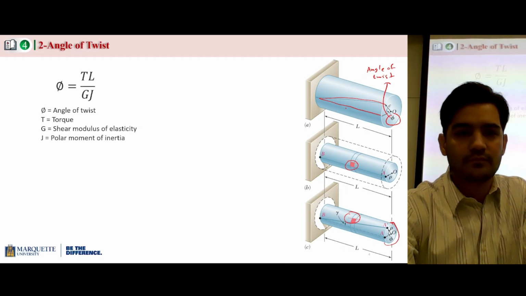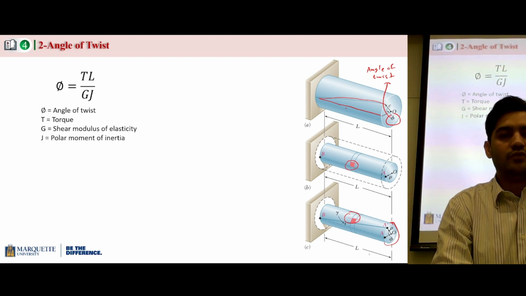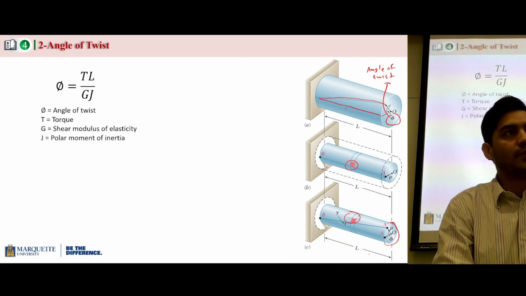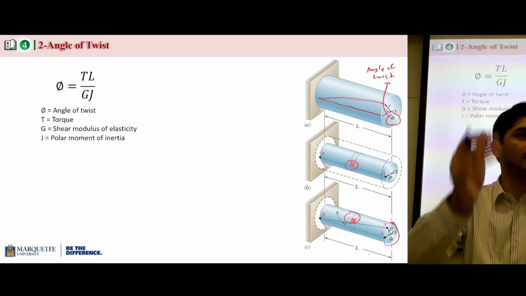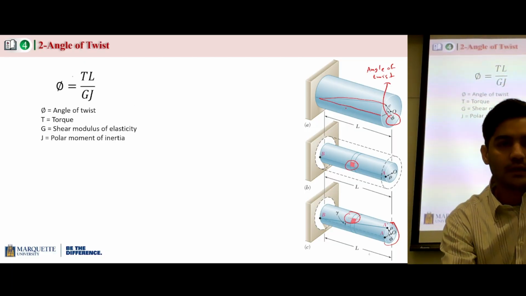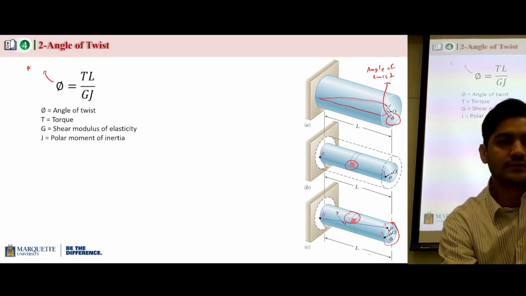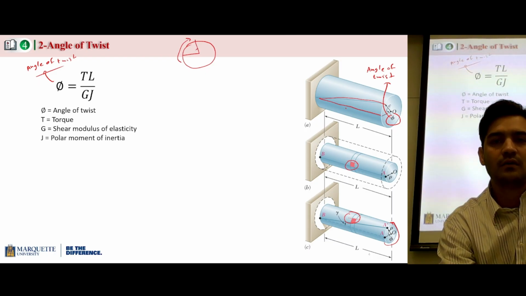And this is the formula for angle of twist. So if you know these values, you can calculate the angle of twist. And angle of twist is actually a representation of the amount of torque being applied on a circular cylinder. And that's the formula. This is angle of twist. And if you see a circular cylinder, after torque is being applied, this angle is called angle of twist.